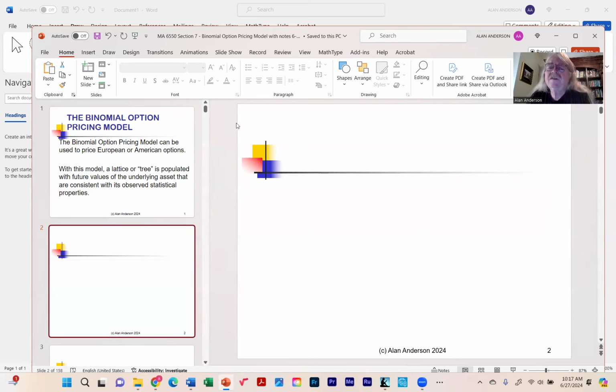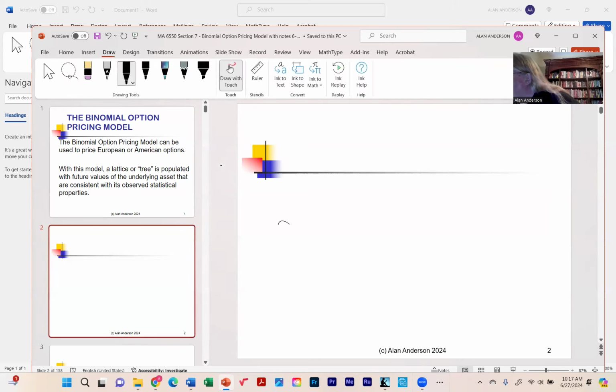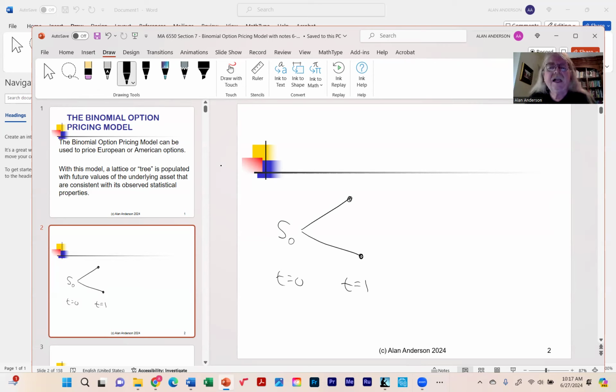But we're also going to assume that if it does go up or down, it's always by the same amount. Or I shouldn't say the same amount, the same percentage. Okay, in other words, we're going to have a stock price. Let's say here's the stock price today. And in the next step in time, it's going to reach one of two values.